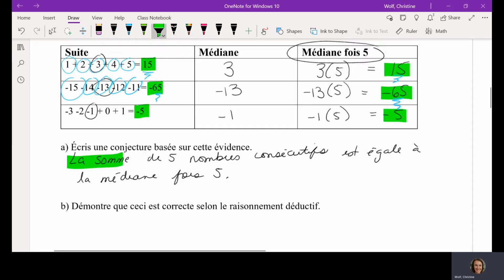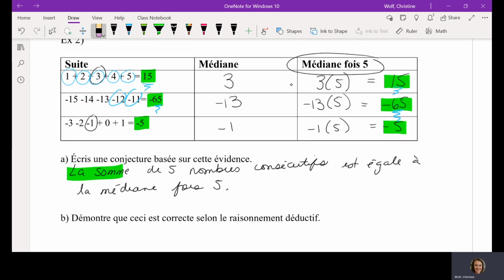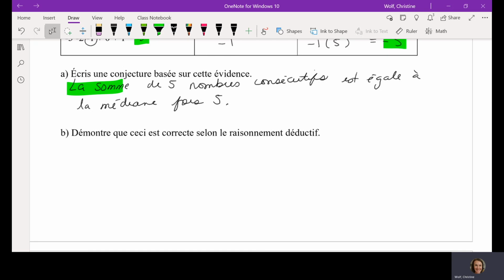dis que c'est la somme, mais dans la question ici, la deuxième, c'est la soustraction. Mais vraiment, ça, c'est une somme, parce que ça se peut que c'est des négatif 15 plus négatif 14 plus négatif 13 plus blah, blah, blah, blah. So vraiment, un positif et un négatif, ça, c'est un négatif. So I just rewrote it as just subtraction. Mais vraiment, c'est une somme de nombres négatifs. So c'est toujours vraiment la somme. So that's our conjecture, our assumption.